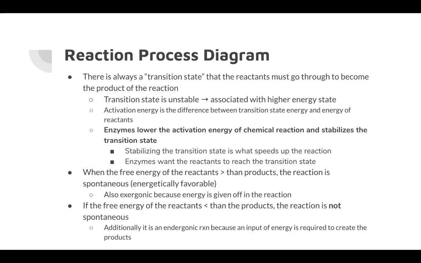And with enzymes, like I said, it will help speed up the reaction process. Enzymes are going to lower the activation energy. So it's lowering that higher energy state of the transition state. It will stabilize it a bit more, and there's less energy for the reactants to reach that transition state. So stabilizing the transition state is what speeds up the reaction, and enzymes want the reactants to reach the transition state. Michelle, do you mind going back to the diagram?